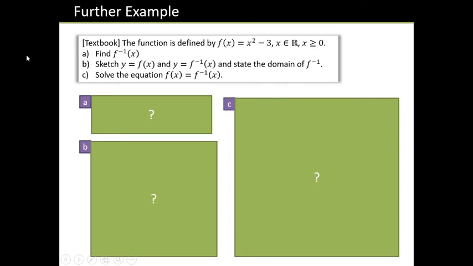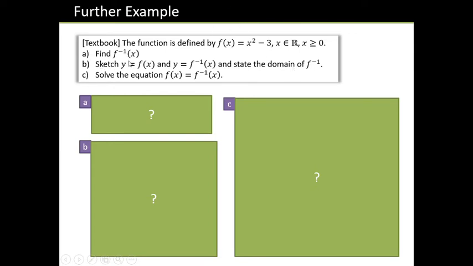Okay, let's have a look at one more example. The function is defined by f of x is equal to x squared minus 3 for real elements of x that are greater than or equal to 0. Notice by doing this, we've made it a one-to-one function. Otherwise, even if we consider any negative values, it would not be. So as long as we define it as only positive values of x, this is a one-to-one function, and we can use it to find an inverse function.